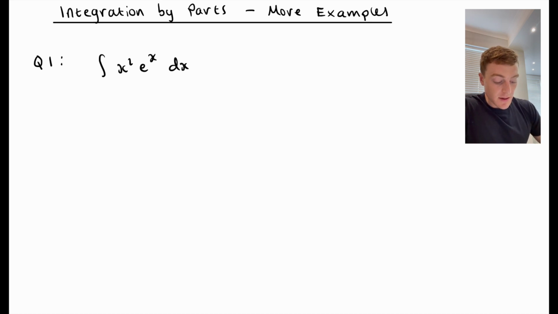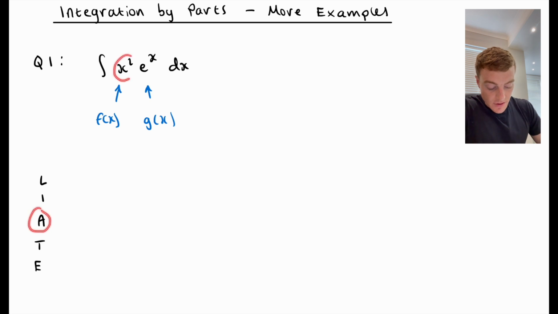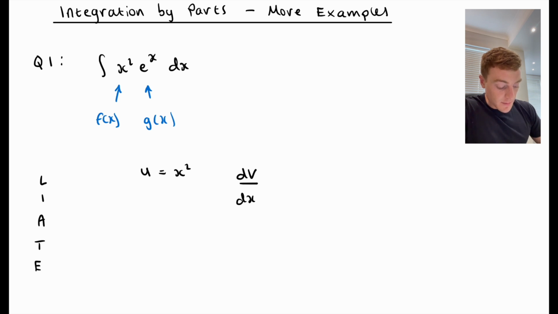Now again, you can see that we've got two functions of x. We've got an x squared, but this time we've got an e to the x. So if I write out my LIATE again for integration by parts, I can see that my algebra term is x squared, but this time I have an exponential term in the form of e to the x. A comes before E, so I'm going to set u equal to x squared, and my other term is going to be dv by dx equal to e to the x.